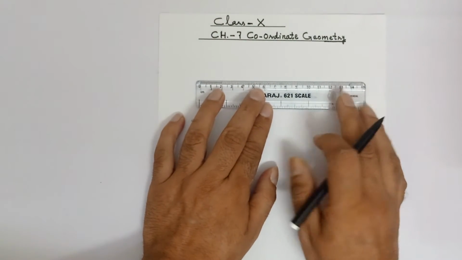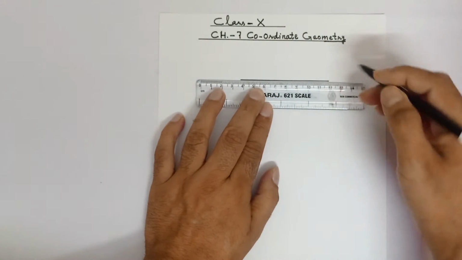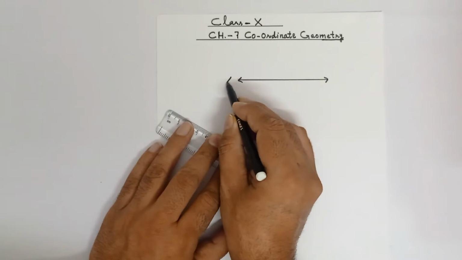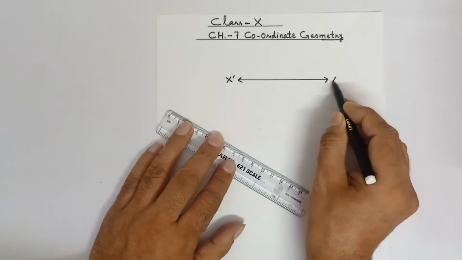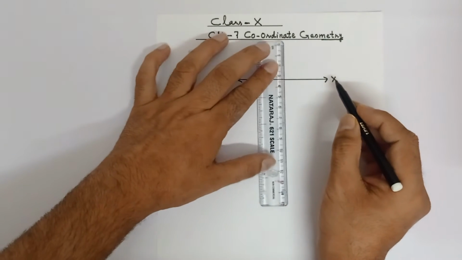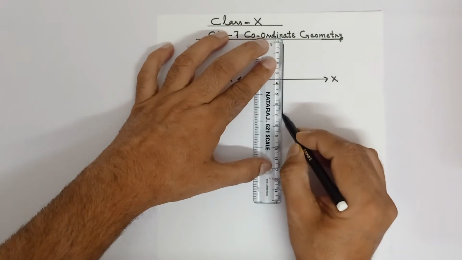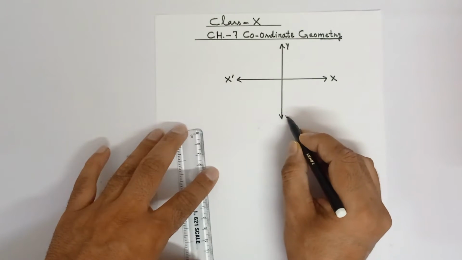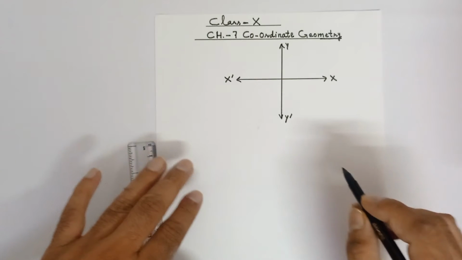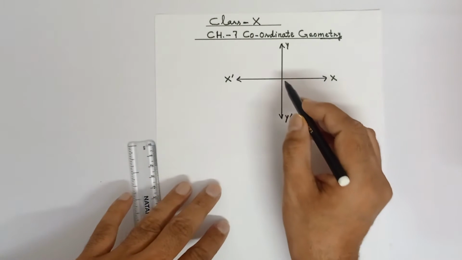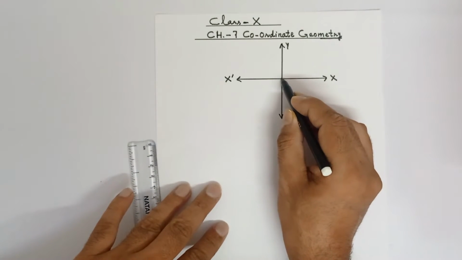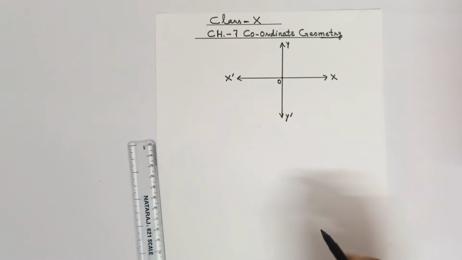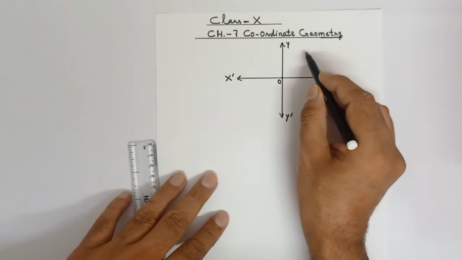See, you have already studied in your junior classes that this horizontal axis is called the x-axis. We name it x dash x, and this vertical line is called the y-axis. I have named it y and y dash. When both these axes intersect, the point of intersection is called O, and generally we name it the origin. Now here we get four quadrants.